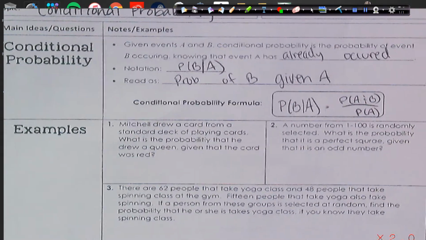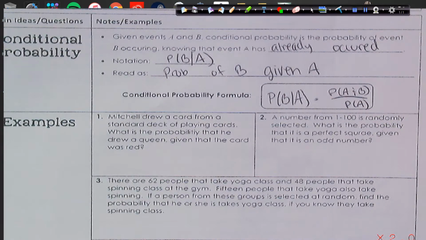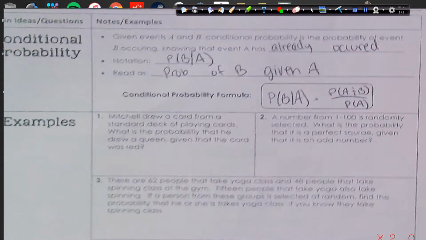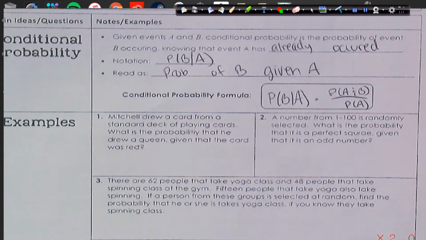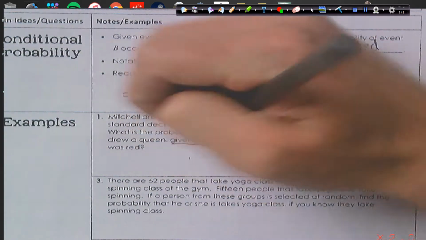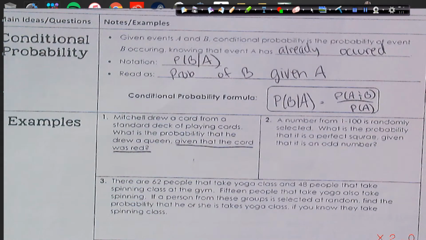Mitchell drew a card from a standard deck of playing cards. What is the probability that he drew a queen given that the card was red? Okay, so he drew a queen given that the card was red. Well, my first question is, here's our given. So how many cards were red in the deck?